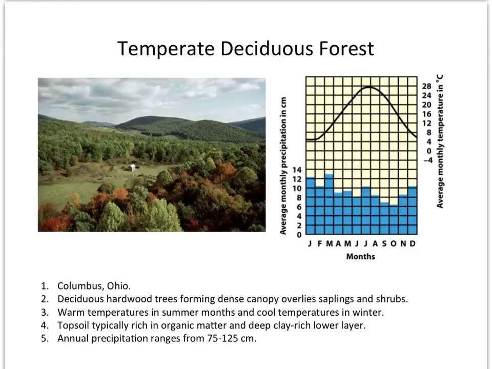The topsoil itself is very rich with organic material, so that makes Ohio and many of the other Midwestern states very good agricultural states. You have a dense canopy of trees here, overlaying saplings and shrubs, sizable amount of precipitation, somewhere between 75 and 125 centimeters per year. The temperatures themselves can vary throughout the year. It can get pretty cold in the wintertime and fairly warm in the summertime.